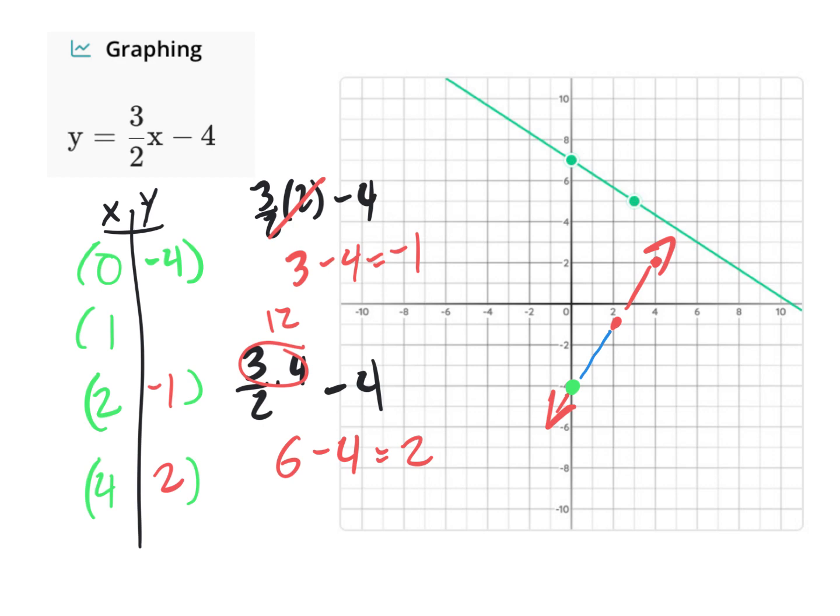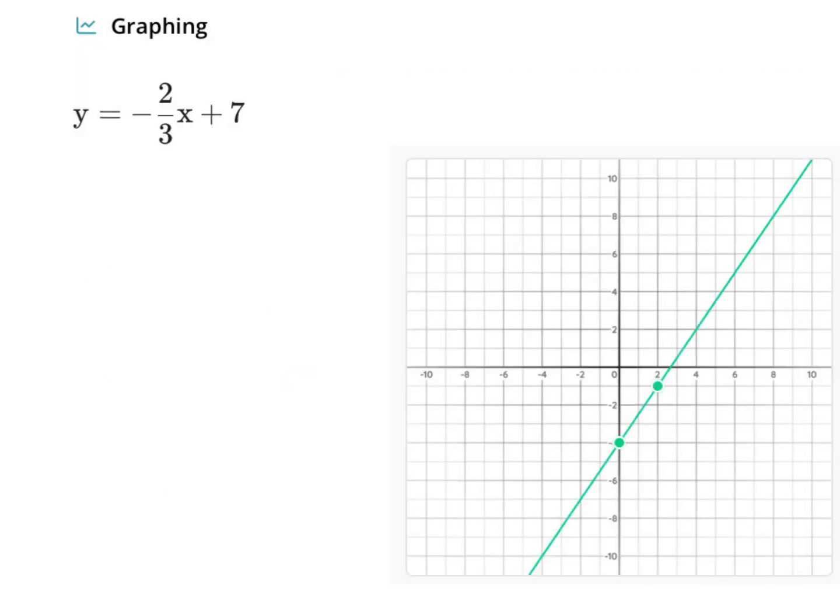Anyway, that's what you do when you have a fraction in front of x. When it's in function form and you have a fraction in front of x, you don't want to use 0, 1, and 2. Always use 0, but then use whatever denominator you have. Check this one out. This one has a denominator of 3, okay? So it's in function form.